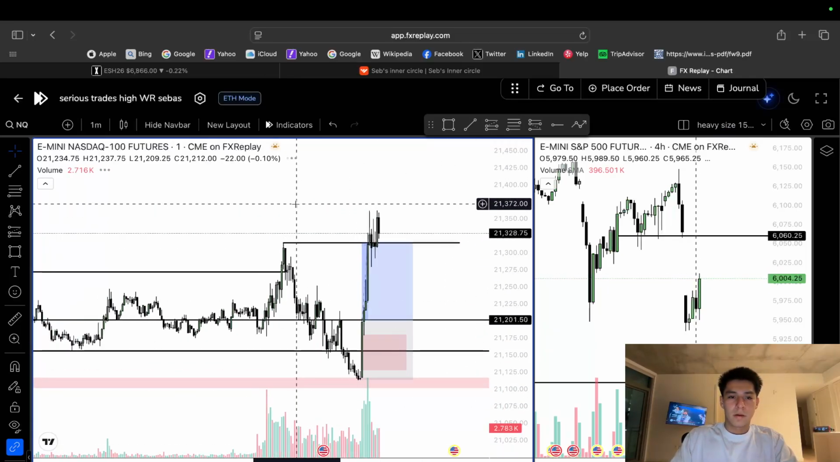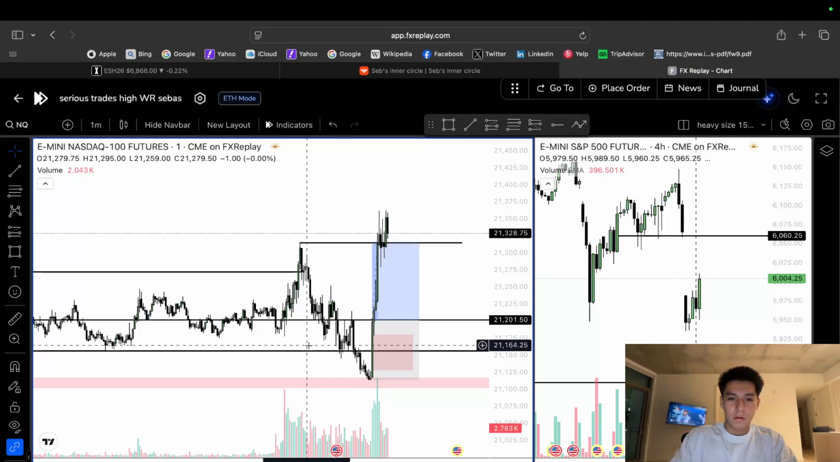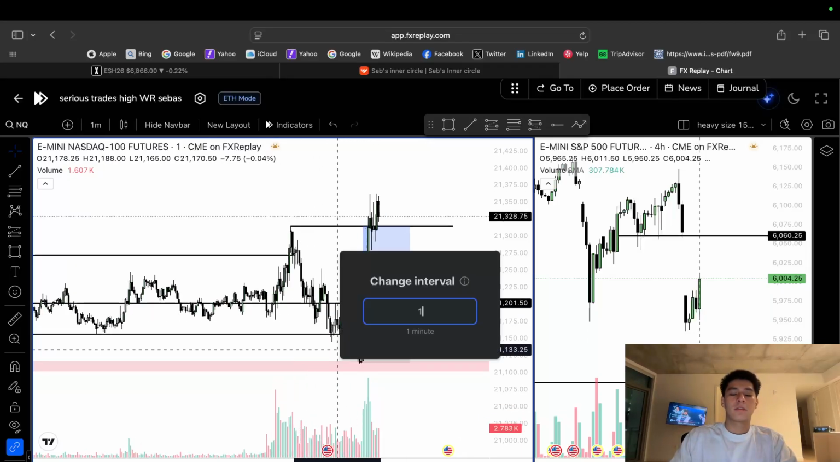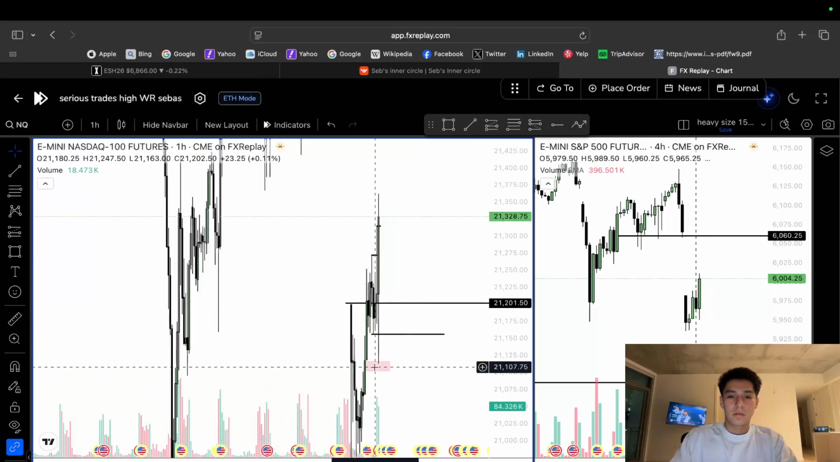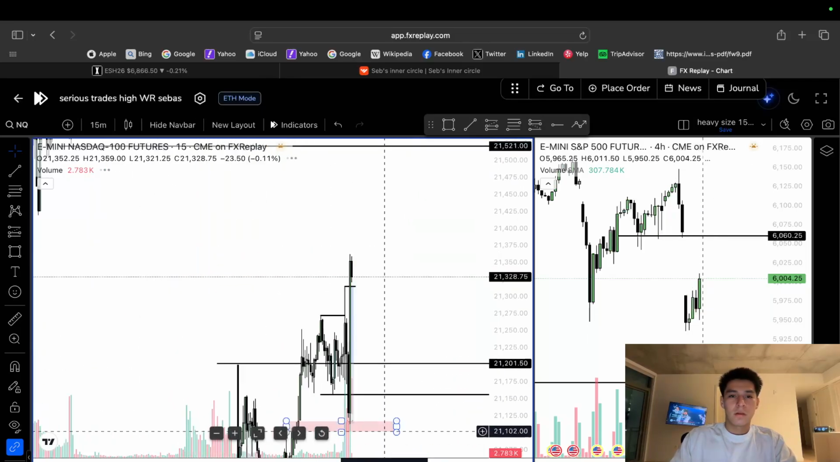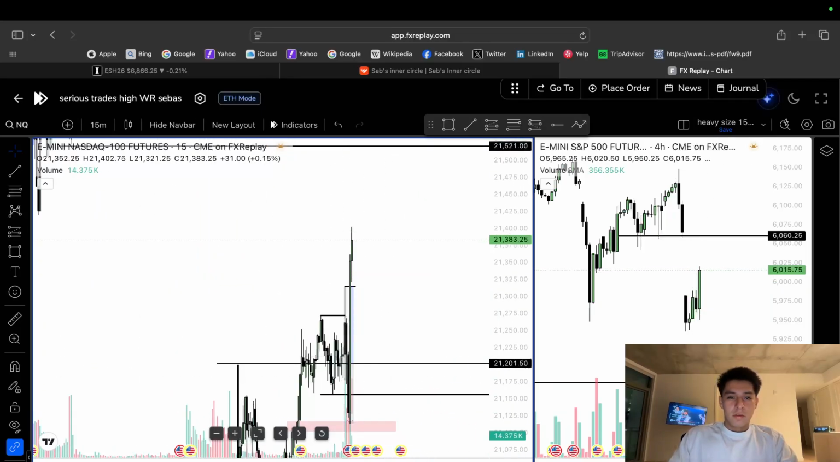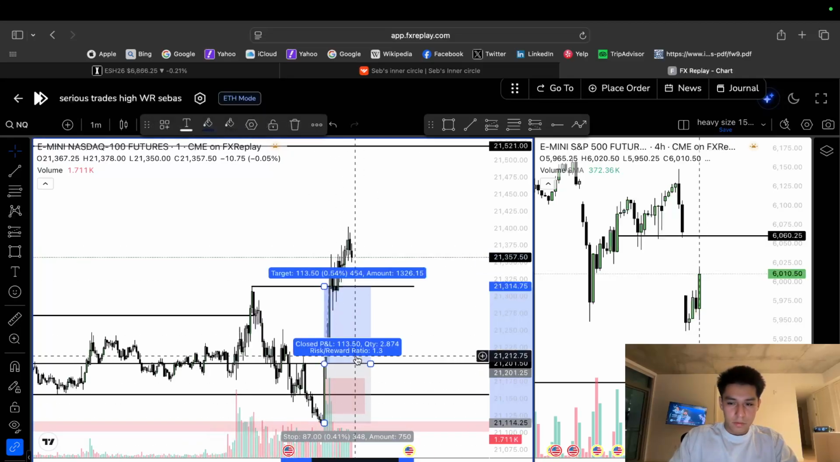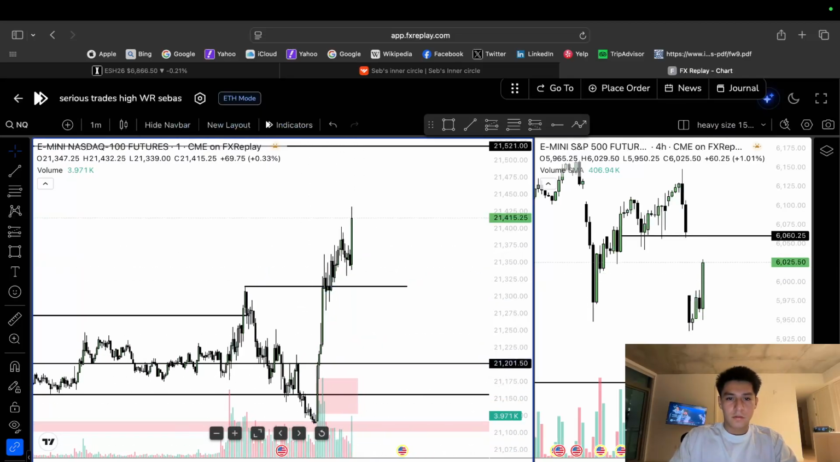All right, we had the right bias. We retraced down. 4 hour structure tapped here. We didn't enter anything there because we were trying to stay patient. Went a little bit more into discount to this and then continued higher. Let's see if we can find some type of continuation here. Honestly, I don't expect to see anything much.